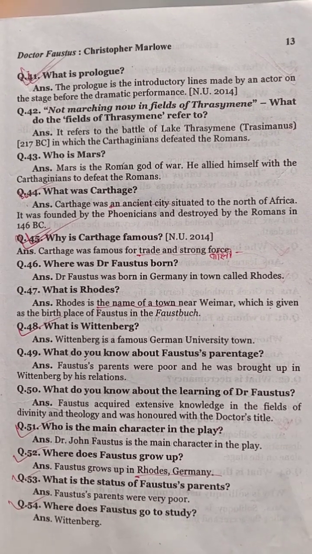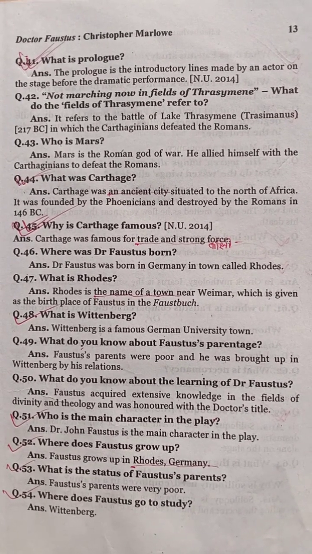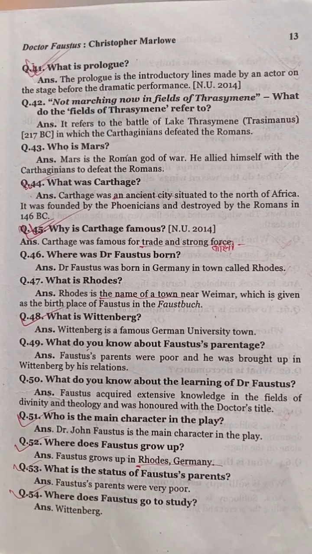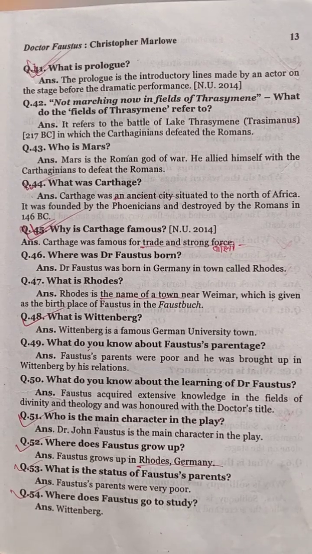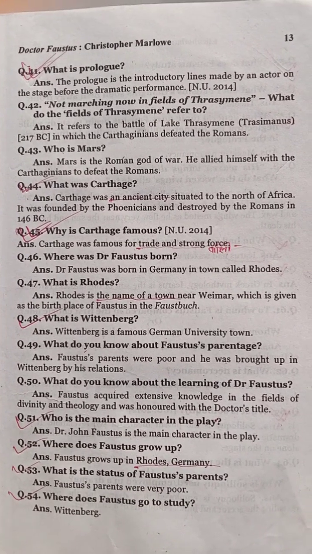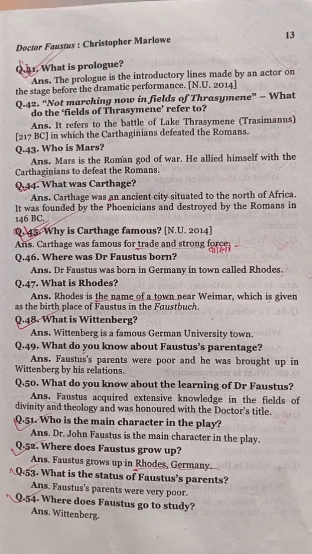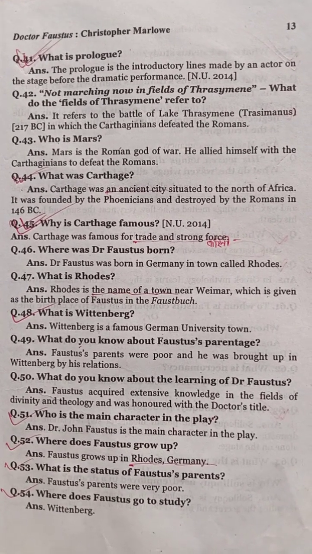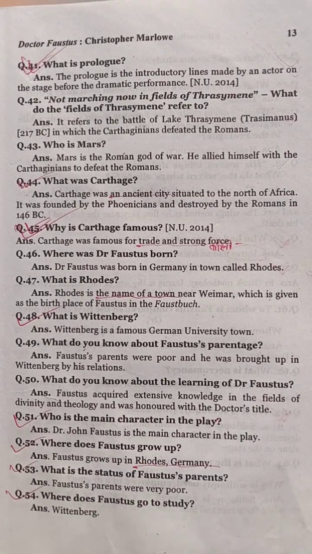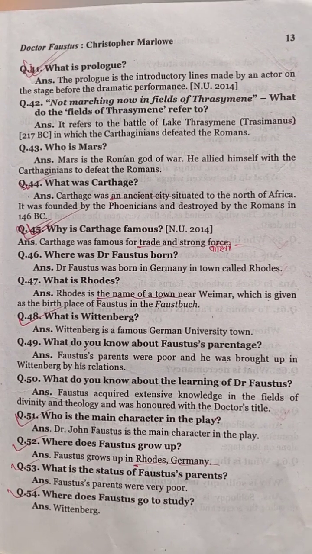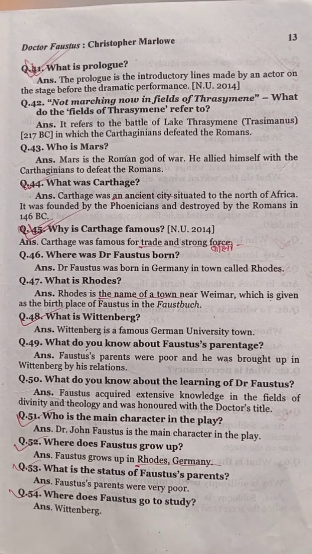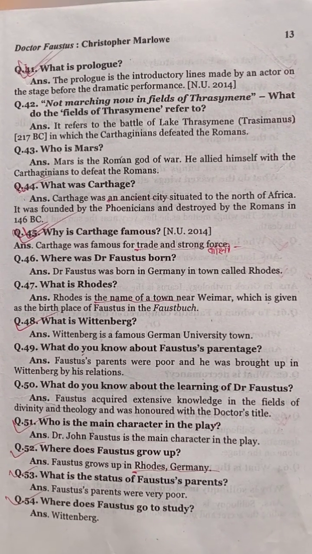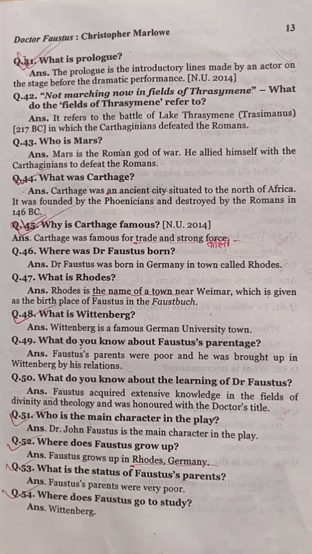43. Who is Mars? Mars is the Roman god of war. He allied himself with the Carthaginians to defeat the Romans. 44. What was Carthage? Carthage was an ancient city situated in North Africa. It was founded by the Phoenicians and destroyed by the Romans in 146 BC. 45. Why is Carthage famous? Carthage was famous for trade and strong force.